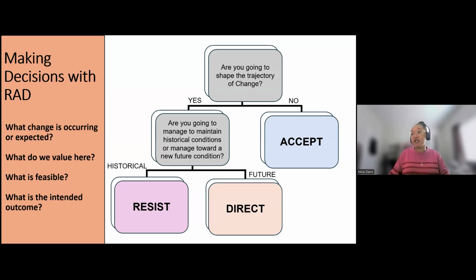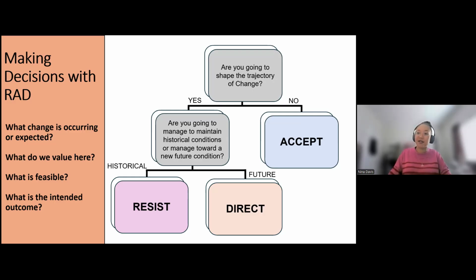From there, we think about feasibility. Do we have the resources? Do we have the capacity and the authority to intervene? If intervention is possible, we then weigh what kind of intervention is appropriate and sustainable. So that's where the RAD decision-making questions come in. What changes are already happening or likely to happen at this site? What do we care about most in this place? What are the ecological, cultural, or economic values at stake?